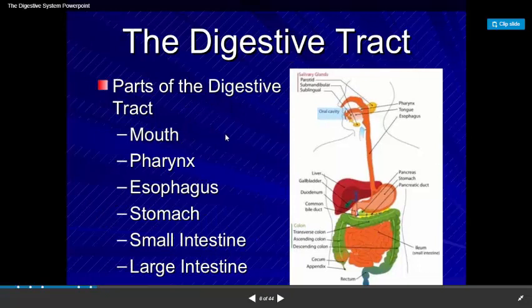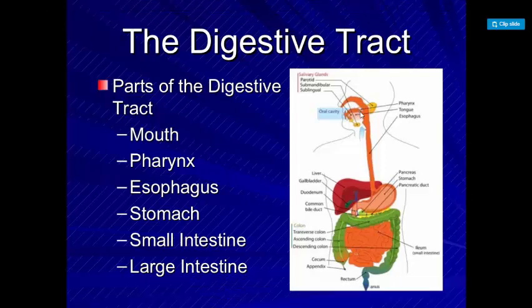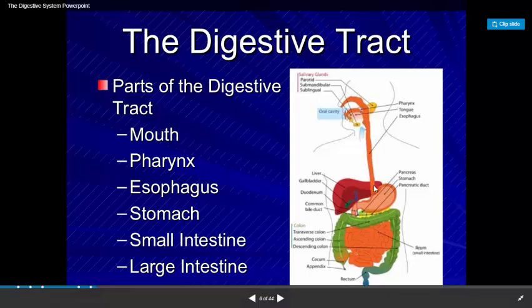What are the parts of the digestive tract? We have the mouth, pharynx. As we said in the respiratory system, the pharynx is a common passage for both the food and the air. The esophagus, stomach, small intestine, large intestine.